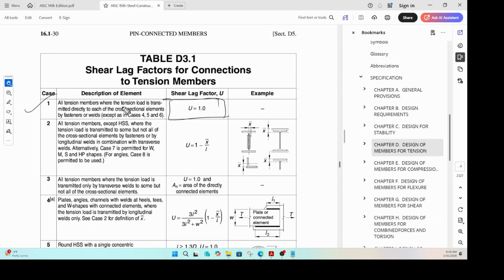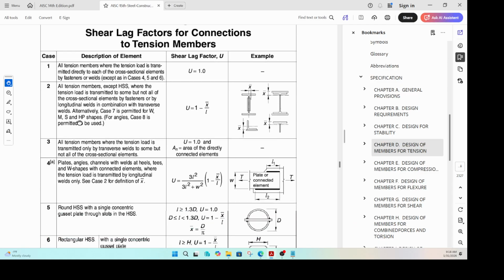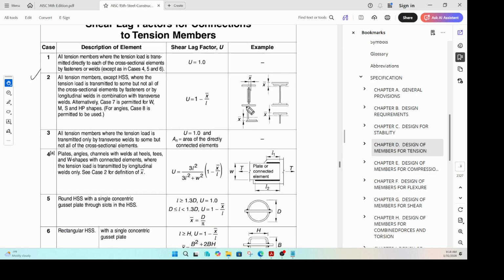Again, this is where tension load is being transmitted directly to each of the cross-sectional element components by either a fastener or a weld. Case 2 here is the most common case, and you will definitely have problems like this. If you see this picture here, they have provided nice pictures. You have an I section. It has a flange at the bottom, and it has a web.